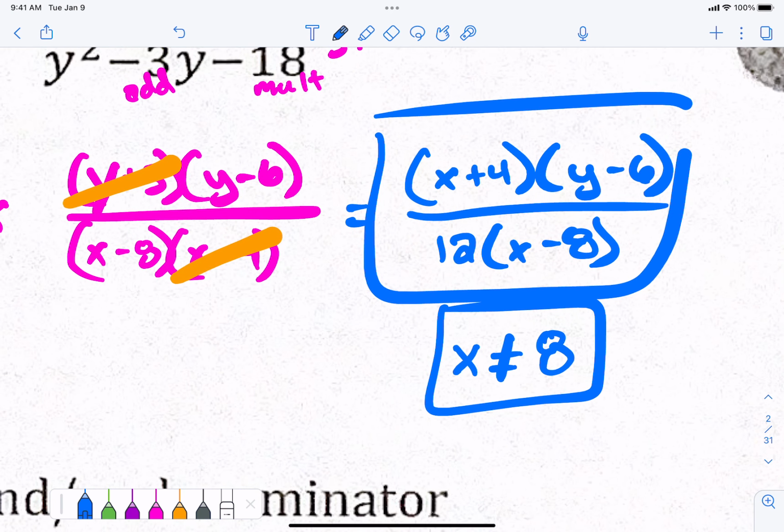So you're just going through, breaking stuff down, canceling things out, and writing what's left over. Okay? Got it? If it's division, you have to flip it. Okay?